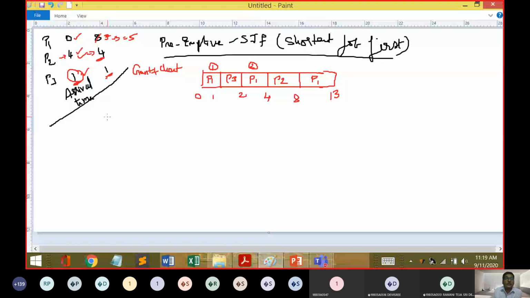So let us compute the waiting time. We assume P1 arrives at 0 and gets its opportunity at 0, so 0 minus 0. Next, P1 runs up to 1, and again P1 is entered up to 2. So it is 2 minus 1, plus P1 again from 8 and ending at 13. Up to 8 it is going to wait, but P1 has completed up to the 4th millisecond, so it is 8 minus 4.